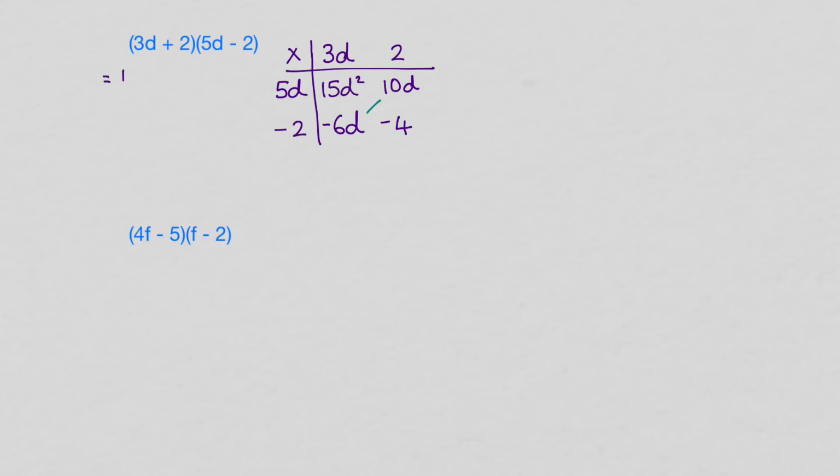So we've got 15d squared. We've got a positive 10d and a negative 6d. So that gives us plus 4d altogether. And then we've got a minus 4 on the end. So the answer to that one is 15d squared plus 4d minus 4.